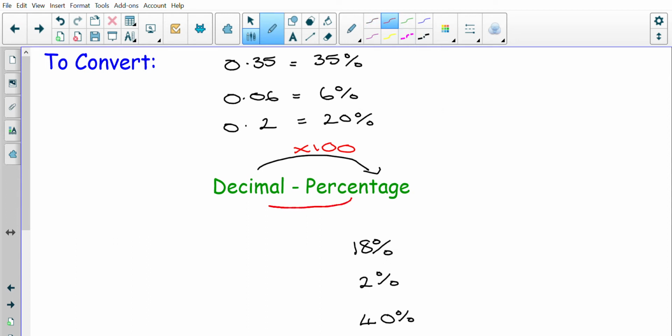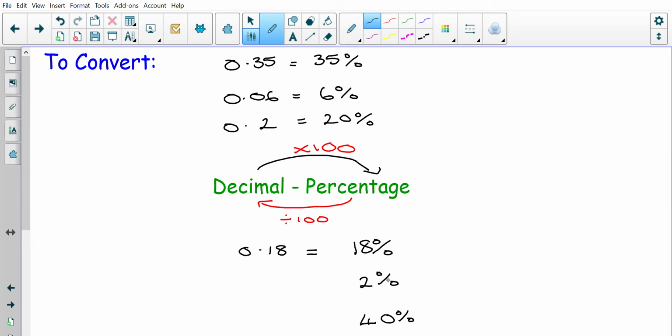Therefore, working back the other way, to go from a percentage back to a decimal, we would need to do the opposite, so we'd need to divide by 100. So let's just see how that works for these three examples here. 18%, so divide by 100 means we need to move the decimal point 2 places to the left. So on 18, the decimal point would come after the 8. So if we go back to the left 1 and then 2, our decimal point would be before the 1, so we'd get 0.18 as a decimal.